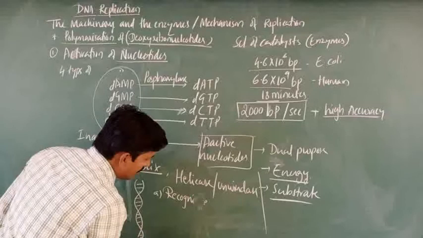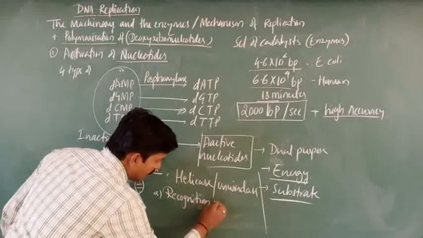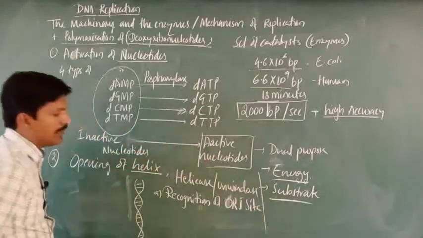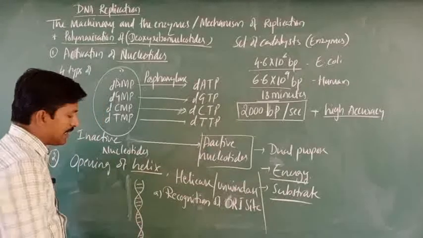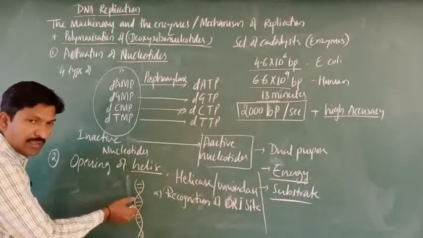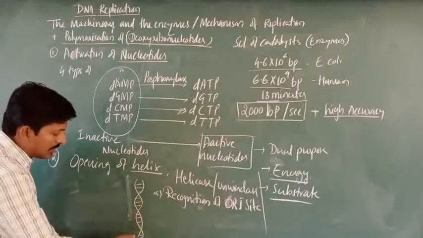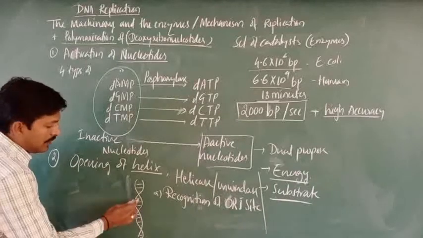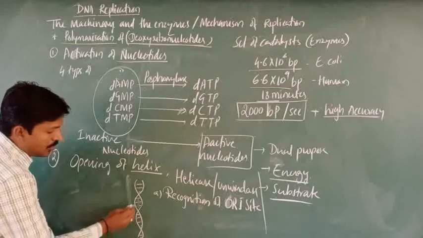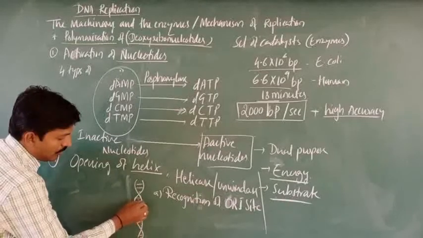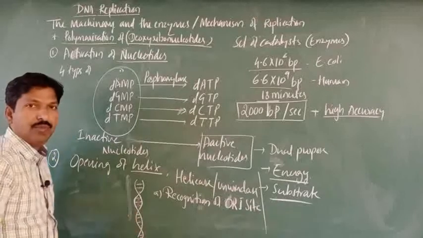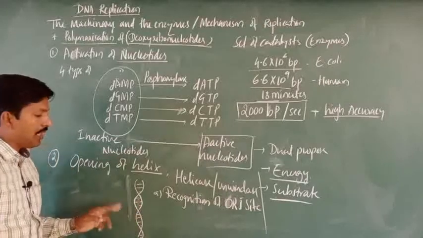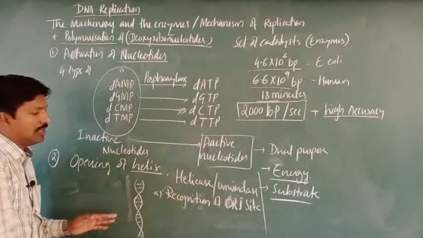Recognition of ORI site. Recognition of ORI site means there is a particular region on this elongated DNA where specific sequences are present. In that sequence, it makes the breaking of hydrogen bonds between these nucleotides, between two strands, which will be opened. So opening of the helix starts with this helicase.